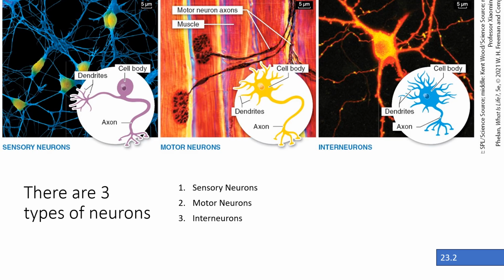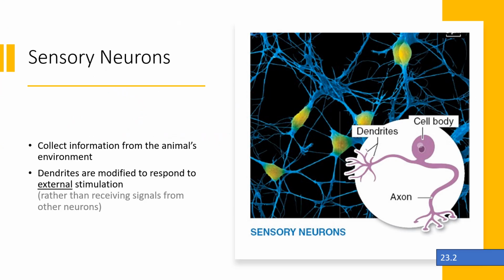There are three different types of neurons in the nervous system: sensory neurons, motor neurons, and interneurons. Sensory neurons do just what their names suggest. They sense. They collect information from the animal's external environment.